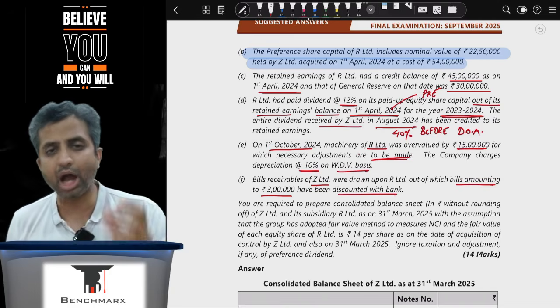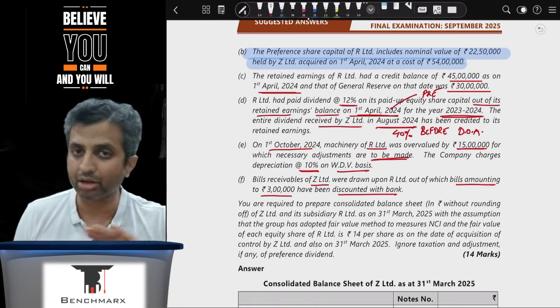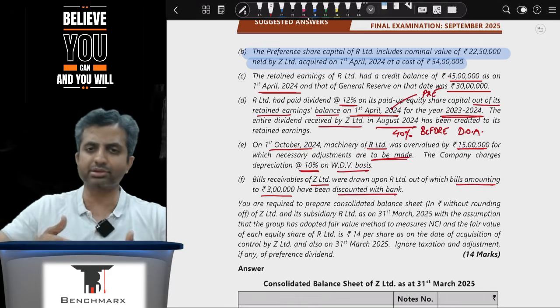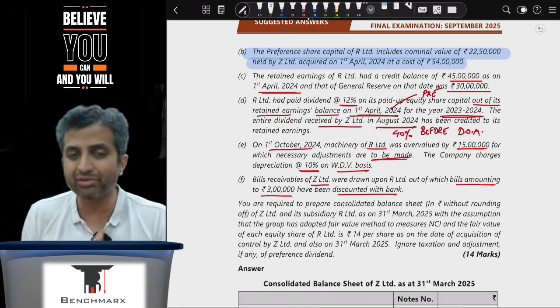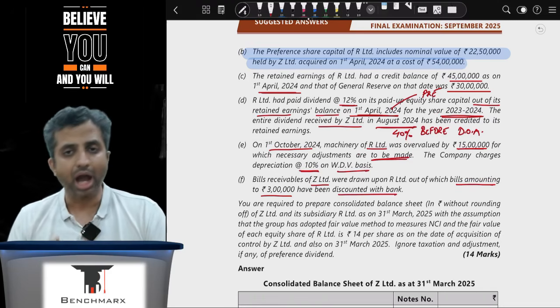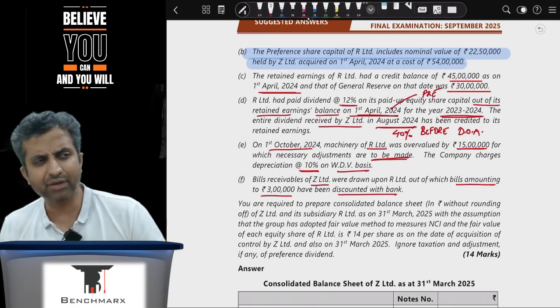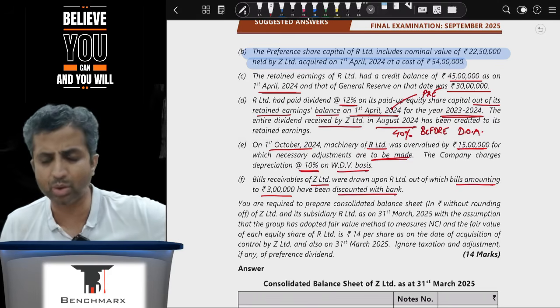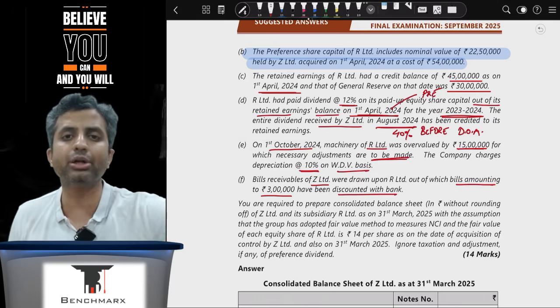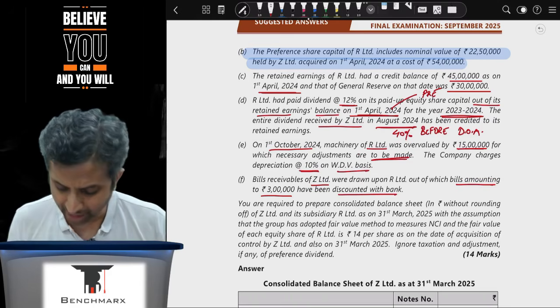So over here R has a liability to pay to the bank. It may be bills receivable for Z, however, because it is discounted with the bank, the institute has ignored the application of 109. They've said that, well, if the bill is discounted, then I have a liability to pay to the bank, and hence that will appear as a liability.